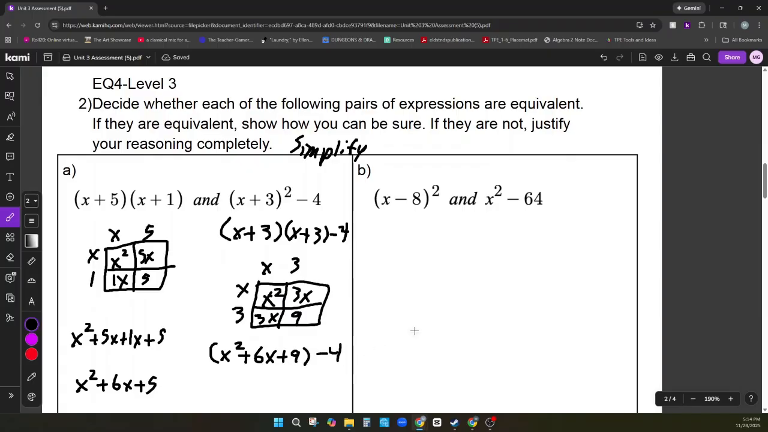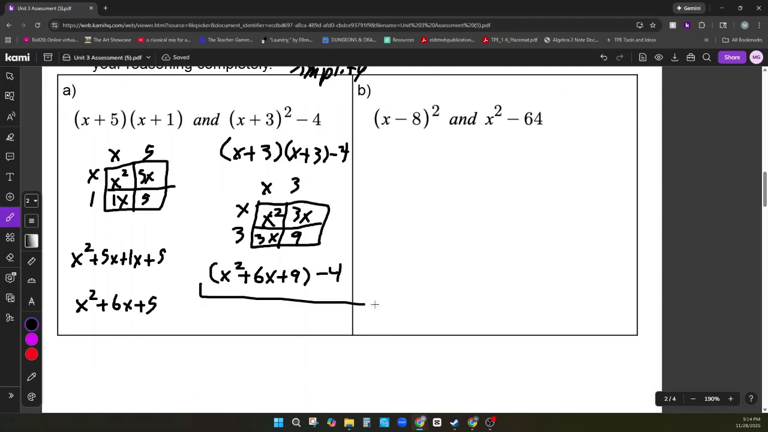minus 4. Now, many of us stopped here at this point and said that they are unequal. However, there's no more need for these parentheses. There's no more multiplication and division, and I cannot simplify this any further. So from here, I could just treat this as x squared plus 6x plus 9 minus 4. And there's nothing stopping me from subtracting this 9 minus 4. In turn, will give me x squared plus 6x plus 5, making these two equal.